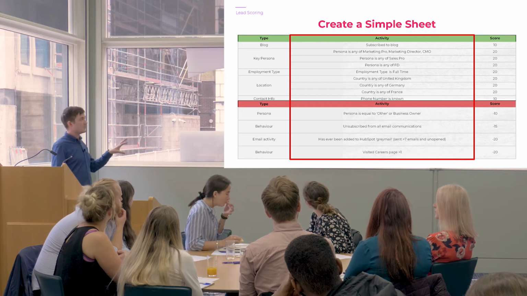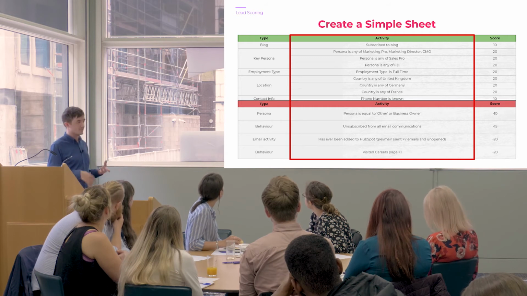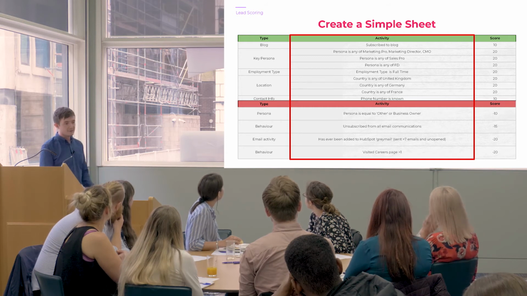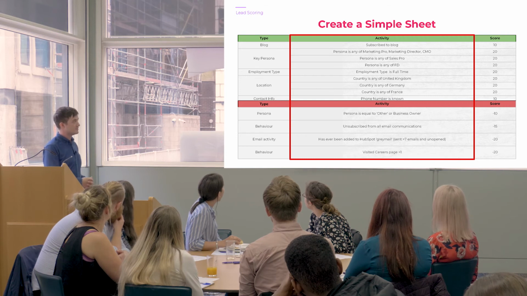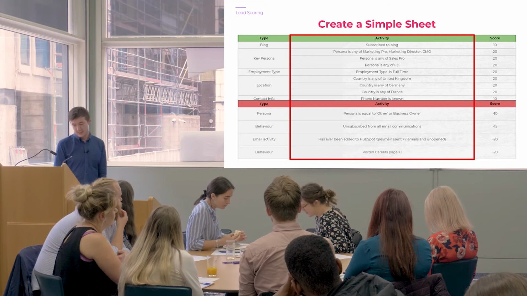The reason I start with a spreadsheet rather than going straight in and build it in on HubSpot is there's nothing worse than building the whole model in HubSpot and then your boss, the managing director or whatever says, I don't like it, change it all. So start here, get it signed off and then build it. That'd be my advice there.